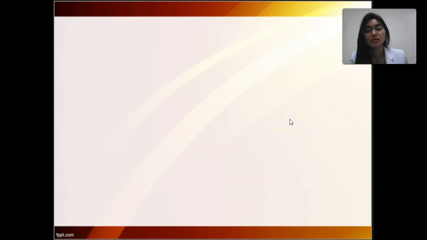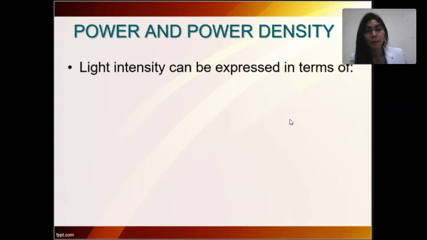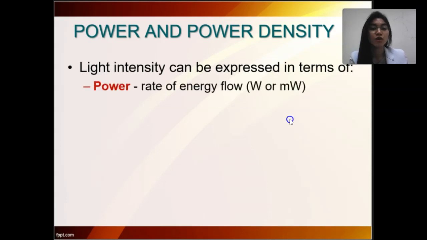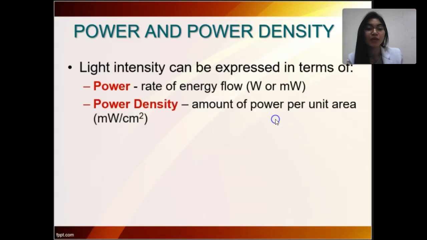Now, let's further discuss laser itself. First would be the power and power density. Light intensity can be expressed in terms of power. When we say power, this is the rate of energy flow. This can be expressed in watts or milliwatts. We also have the power density. This is the amount of power naman per unit area. Dito naman, we usually use milliwatts per square centimeter.